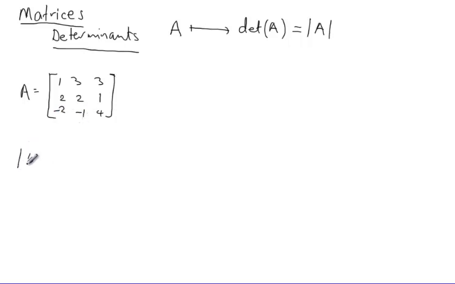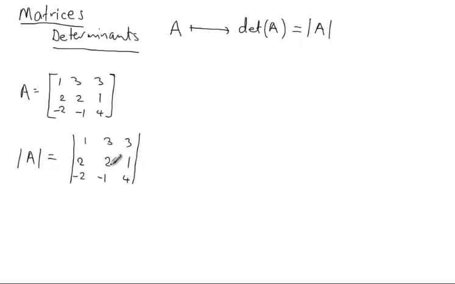Let's say A. I want the determinant now. Look what I'm doing. I'm writing 1, 3, 3, 2, 2, 1, minus 2, minus 1, 4. I'm going to sound like a fool here, repeating myself several times, but I don't mind, as long as I know what I'm doing. Look at what I've done here. I've written this symbol here. Look at the difference between these two. If you don't see the difference, then you have something wrong there.